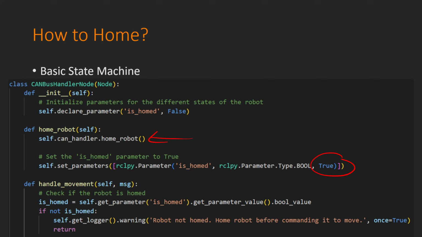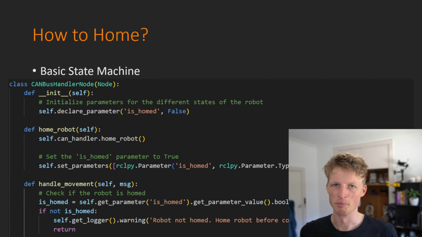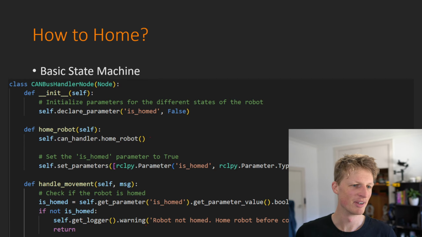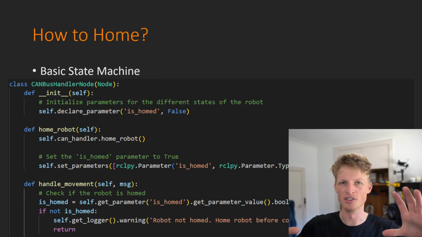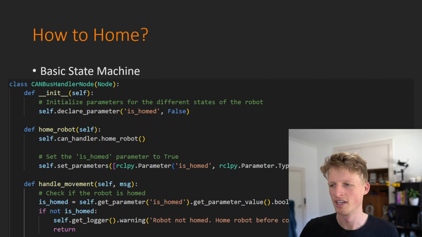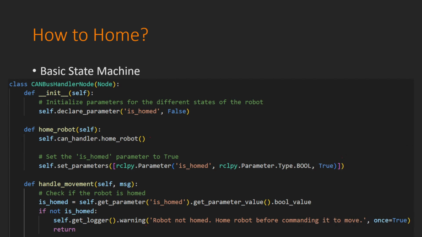Then every time we try to move the robot, we check if it is homed. If it is not homed, we tell the user that the robot is not homed and we need to home it before we can move it. Right now, I'm just calling this at the beginning, pretty much what I did last time, but I'm trying to think of a better way. I really want to make a user interface that I can use just to see all this information in one spot, but I'll get to that in a little bit. For now, this works.